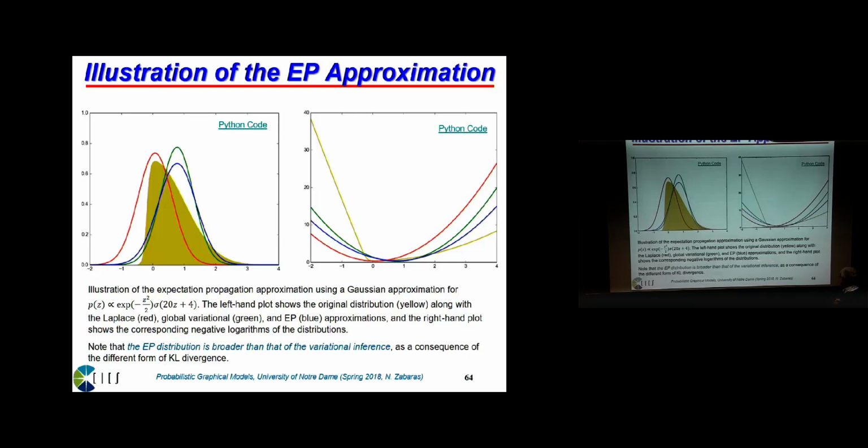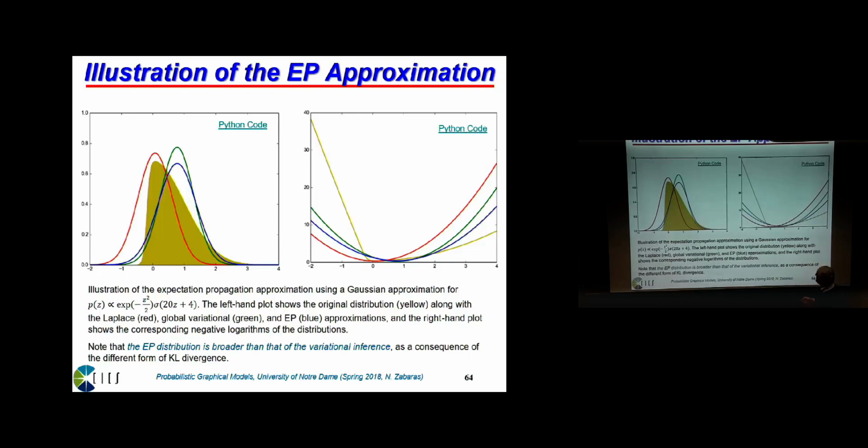Does it say anything about the colors? Laplace, so global variation. Okay, so in the EP, so this is the variation of Bayes. I don't know what color this is, all right? And the blue is the one that we get with expectation propagation. The two results are different, all right?